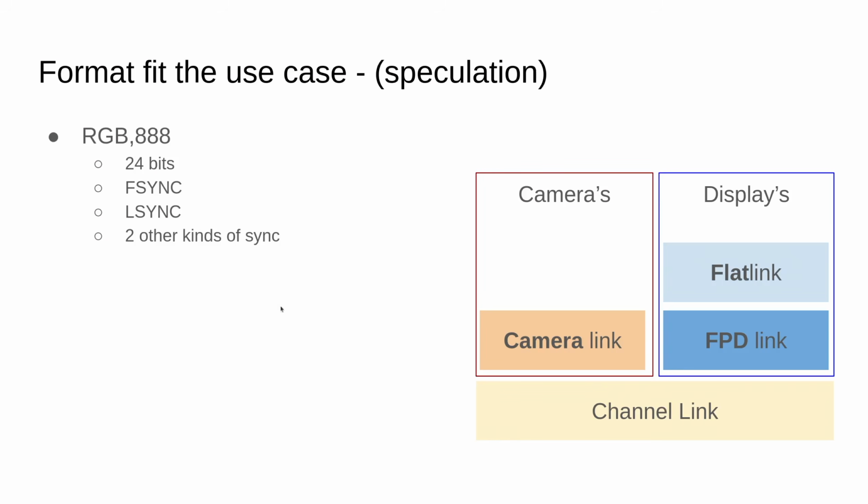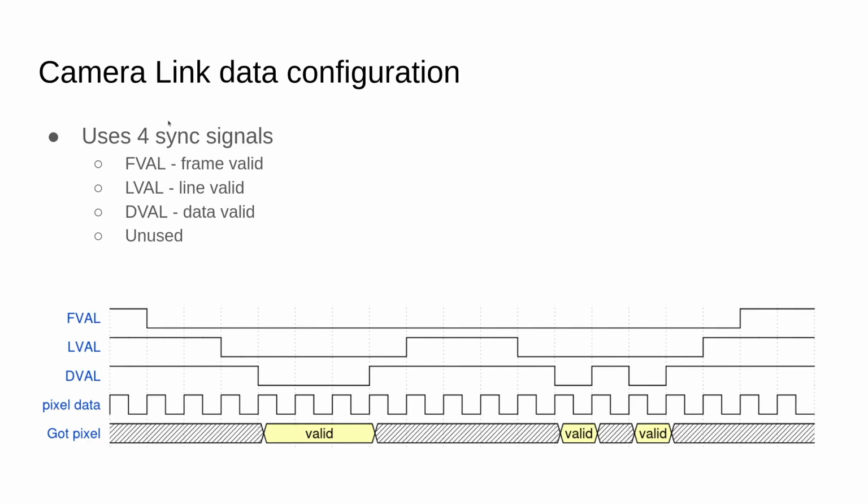Now, in the Camera Link world, we call these FVAL, LVAL, DVAL for frame valid, line valid, data valid, and then we have one spare that doesn't get used. What this looks like in practice is once FVAL goes low, that's the start of the frame, but nothing's getting clocked in. The LVAL goes low, still nothing's getting clocked in. It's not until all these plus DVAL is low that the pixels will actually start getting clocked in. And once this goes high, the pixels stop.